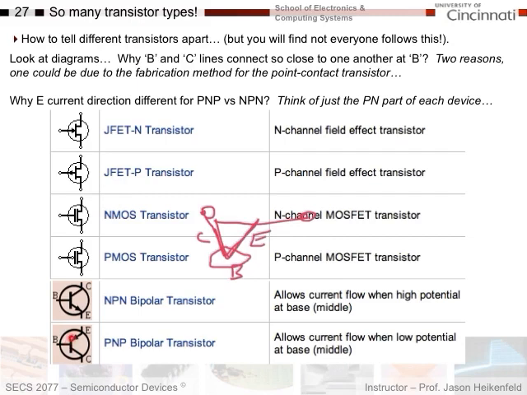The other reason why they could pinch in is that if you look at a BJT, the base is really thin, right? And the emitter and the collector are actually quite close to each other in contact because the base is so narrow.